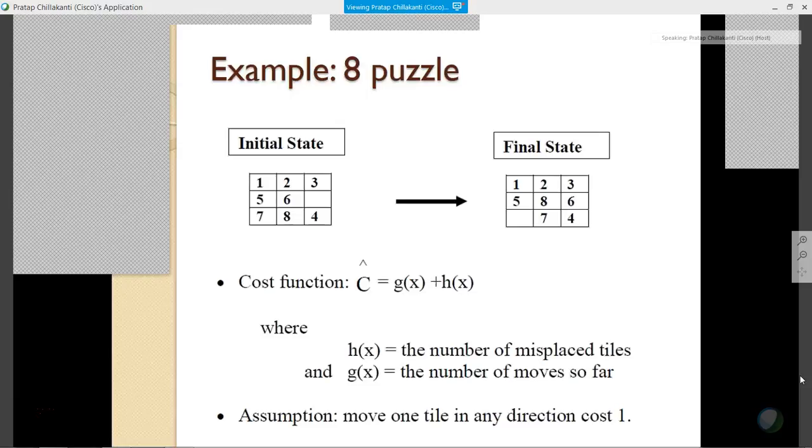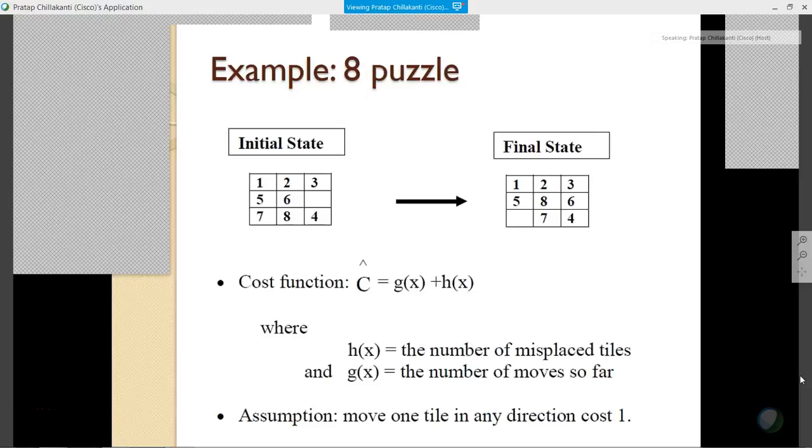Okay? So how do you compare? And the cost function, I've given you the cost function here. Where we are saying, hey, GX is the number of moves so far. Remember, as you traverse the tree, that is the number of moves, right? GX. And then the HX is the number of misplaced tiles. Okay. And then we are saying that moving one tile in any direction, the cost is 1.